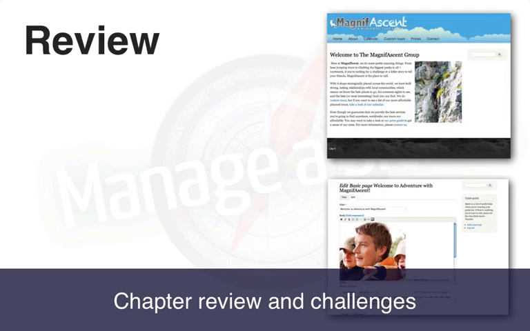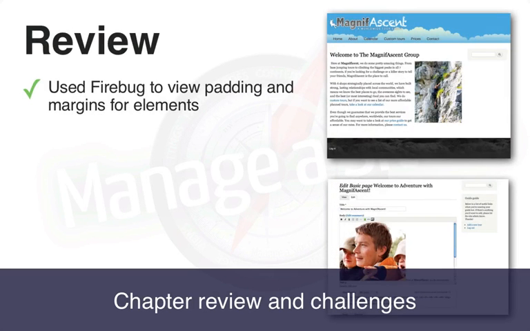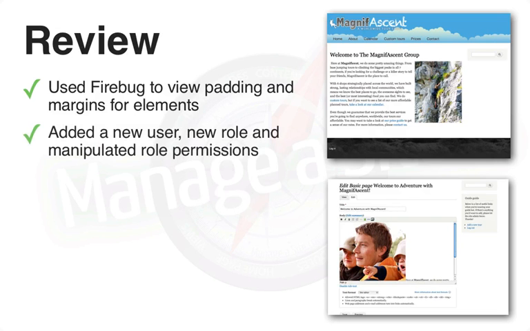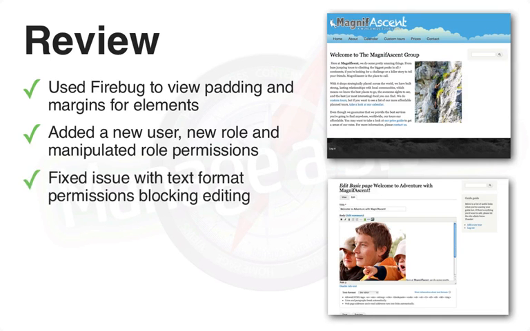Let's do a quick review before you move on to the next chapter. In this chapter, we used Firebug in order to view the padding and margin properties of various elements in our footer. We then, after we modified the footer, looked at how to add a new user, new role, and manipulate the permissions in that role all in quick succession. These are all things that we'd done before, but we got to bring it all together in this example.